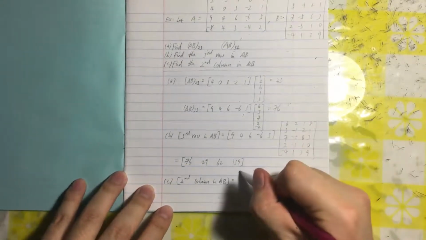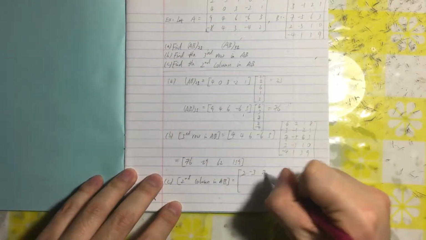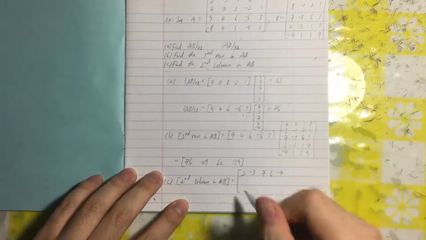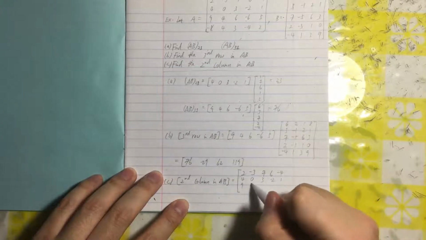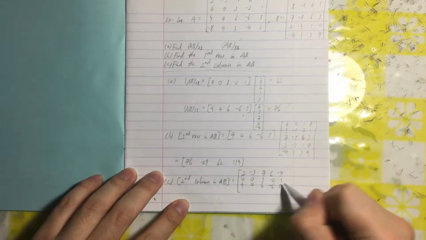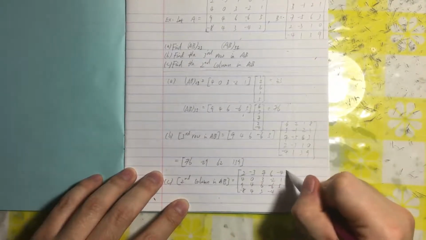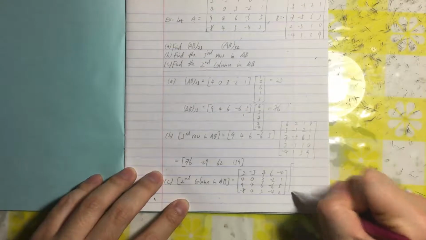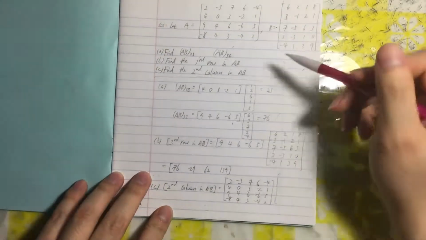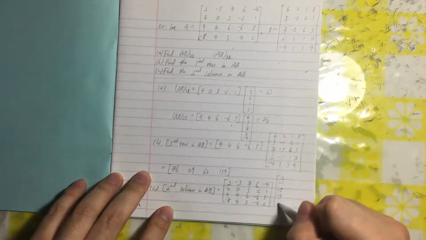So take matrix A: 2, 3, 7, 6, -4, 4, 0, 3, -2, 1, 9, 4, 6, -6, 5, -4, 4, 3, -4, 2, times the second column in matrix B. The second column in matrix B is 2, -1, -5, -3, and 1. Then multiply, take row times column.